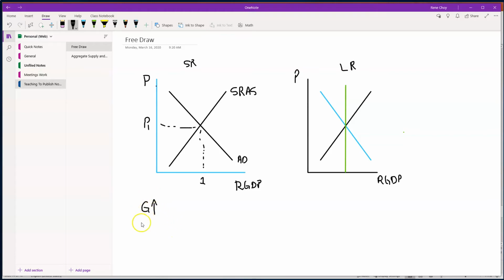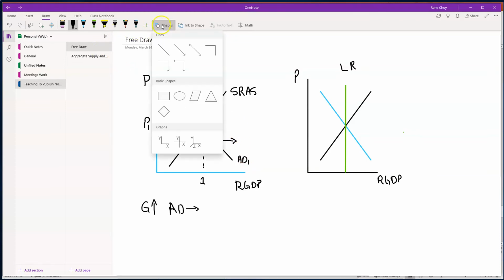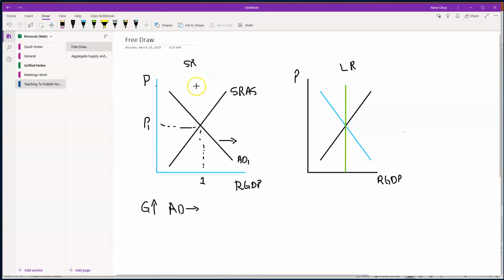Now, if you go back to the list of determinants, an increase in the level of government spending creates a shift to the right in the aggregate demand. So what's going to happen in our graph up here is we're going to go from aggregate demand 1, and we're going to draw to the right of that, aggregate demand 2.